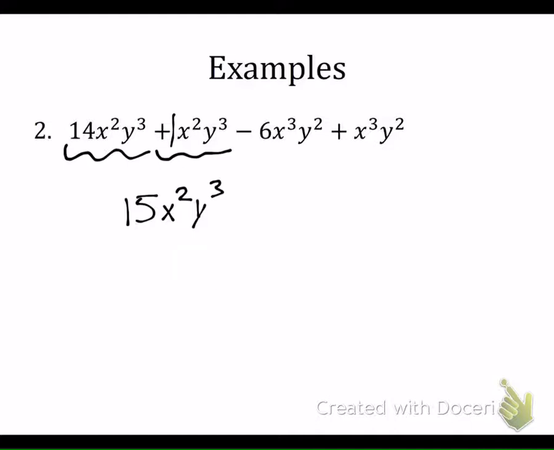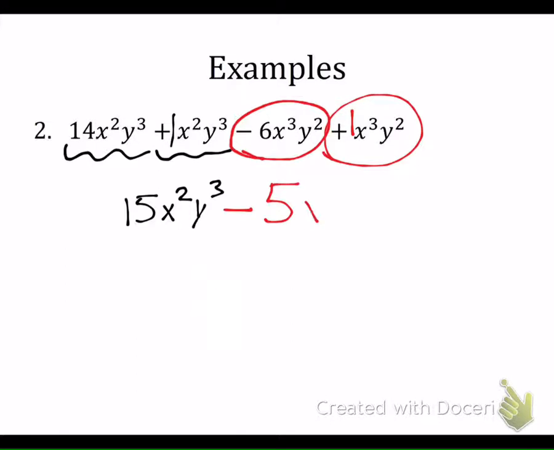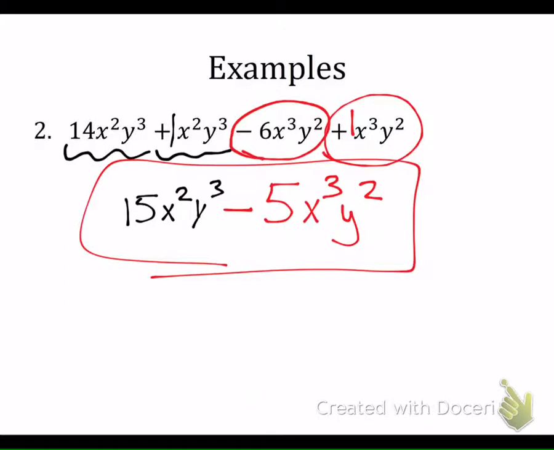All right. And then we have x to the third, y to the second with a negative 6 as my coefficient. That's going to combine with 1, x to the third, y to the second. So what? Minus 5. Very good. Careful with your signs. That negative stays with the 6. So it's a negative 6 plus positive 1. Signs are different. You subtract the numbers, keep the sign of the larger number, so it's going to be a minus. Questions?